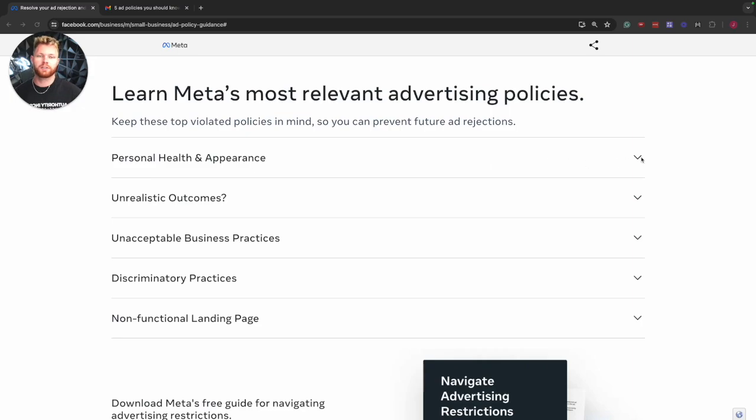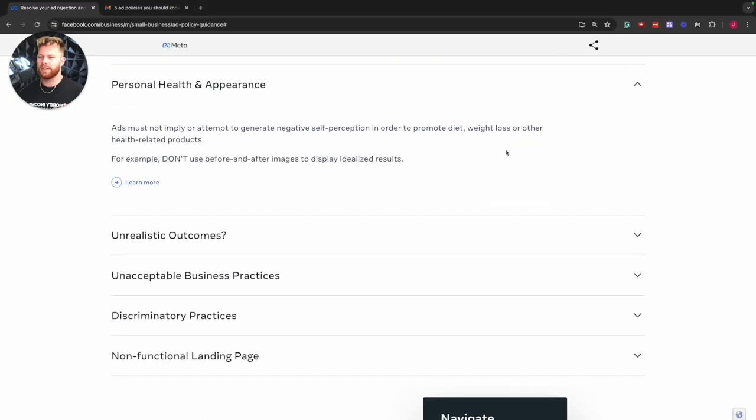Personal health and appearance. So if we break this down, essentially a lot of this has to do with dieting, before and after photos, but let's just jump into it. So this says ads must not imply or attempt to generate negative self-perception in order to promote diet, weight loss, or other health-related products. For example, don't use before and after images to display idealized results. And I see this a lot. We work with a lot of fitness coaches, and before I was a coach, I actually used to run an agency, and we used to help chiropractors that had weight loss plans and things like that. So there's ways to get around this, and that's essentially what I want to share with you in this video.